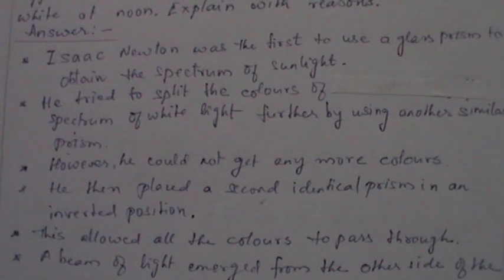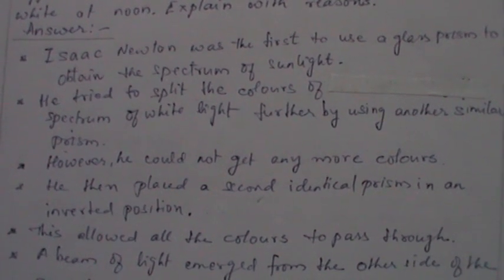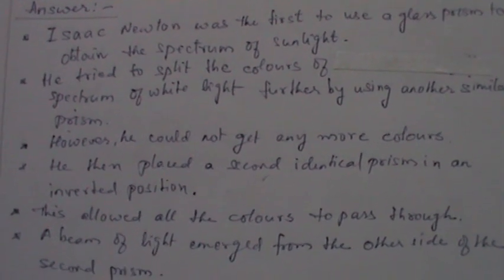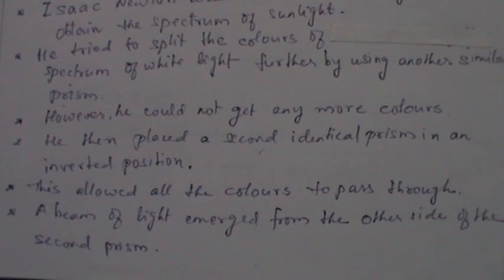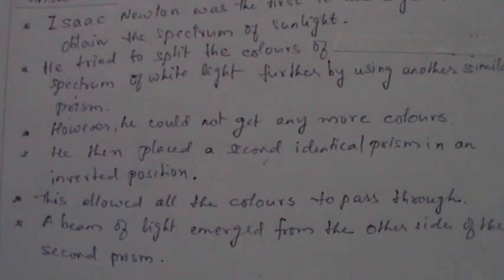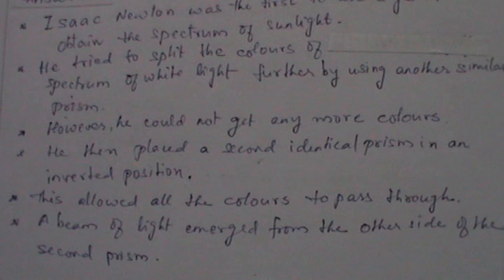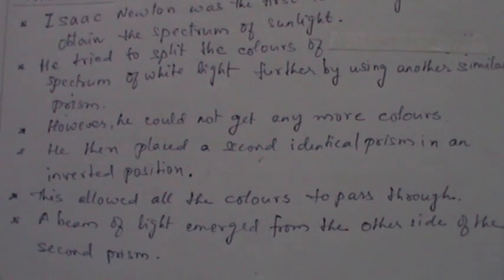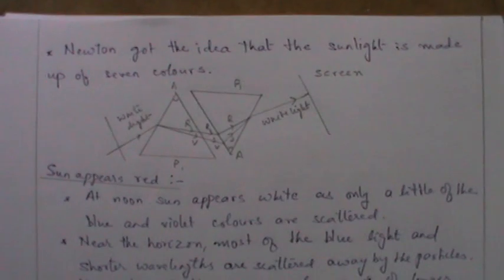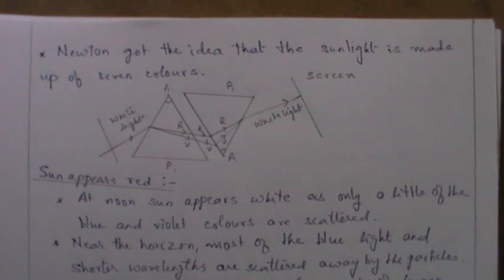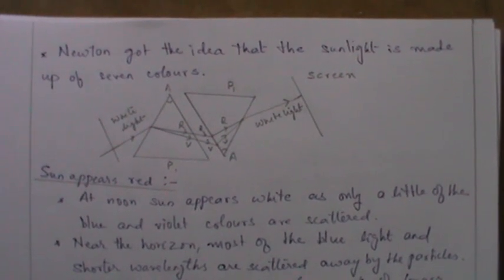He then placed a second identical prism in an inverted position. This allowed all the colors to pass through. A beam of light emerged from the other side of the second prism. Newton got the idea that sunlight is made up of 7 colors.